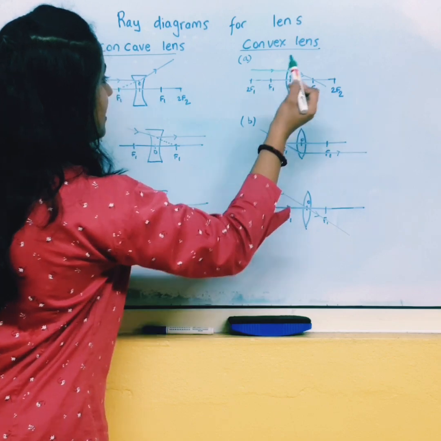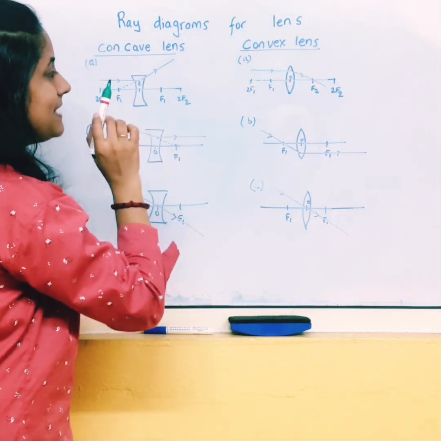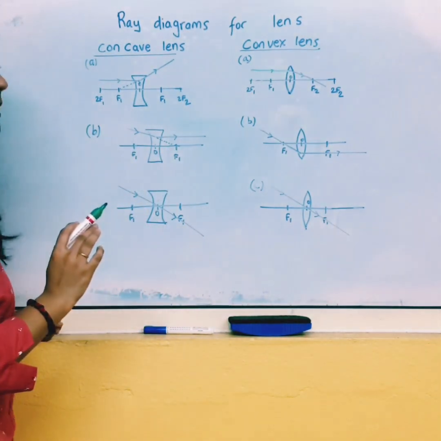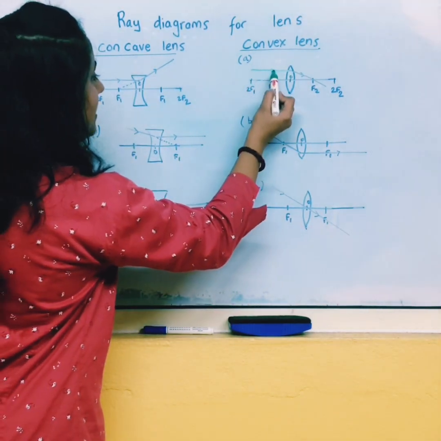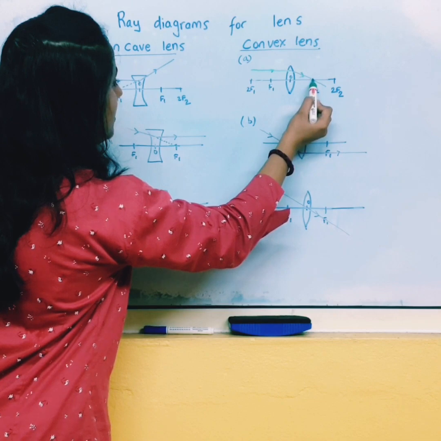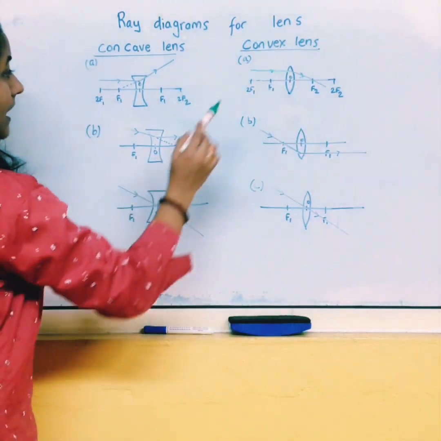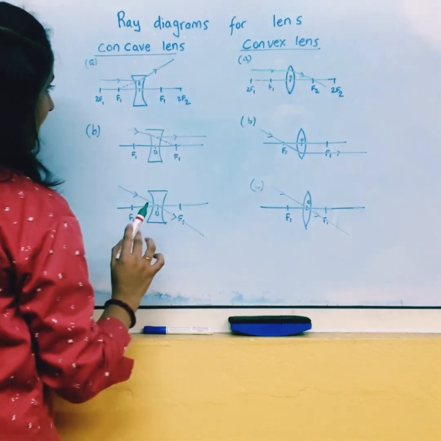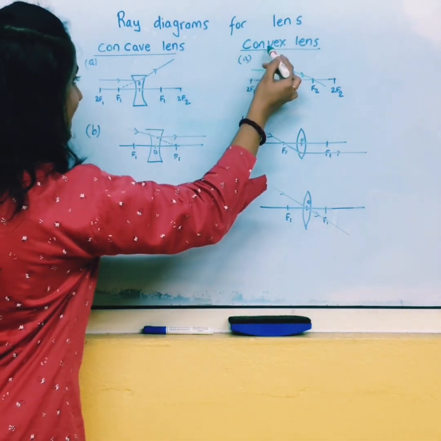After refraction, it will pass through the principal focus on the other side of the lens. So this was the case when the ray comes parallel to the principal axis in case of a convex lens.